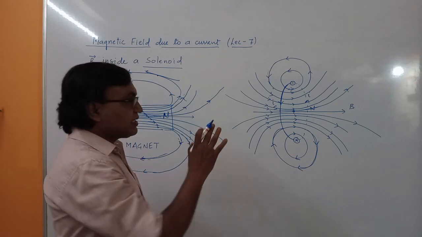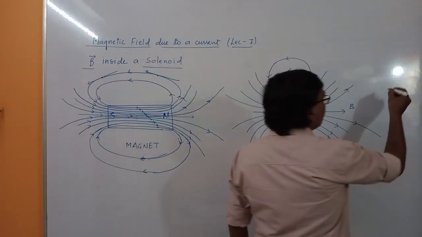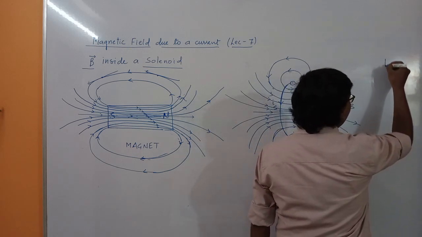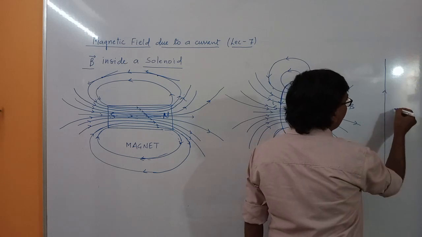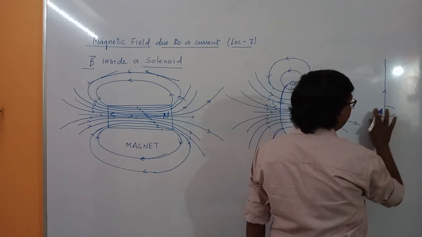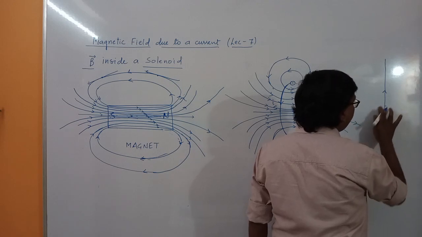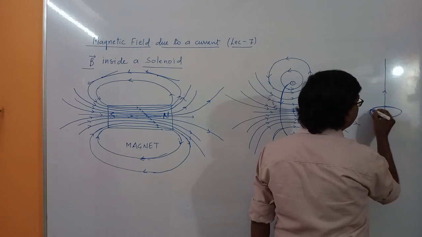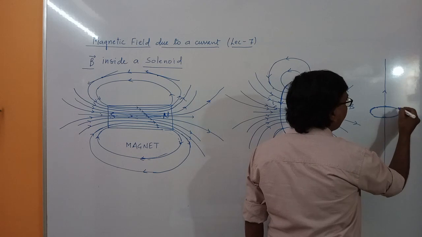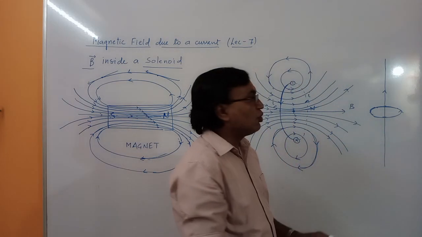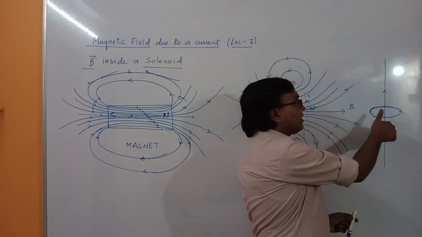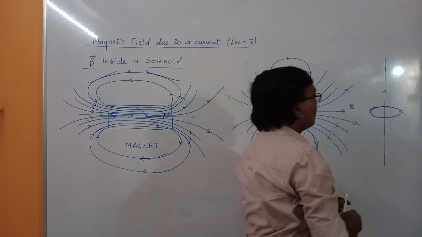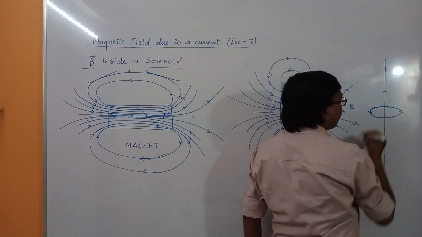Then similarly we have a straight conductor. For a straight conductor, the magnetic field lines will be concentric circles. If this conductor is lying in the plane of the board, then the magnetic field lines will be concentric circles. The direction of the magnetic field is given by the right hand thumb rule: thumb in the direction of current, curl fingers in the direction of magnetic field. So this is the magnetic field, and the direction is like this.